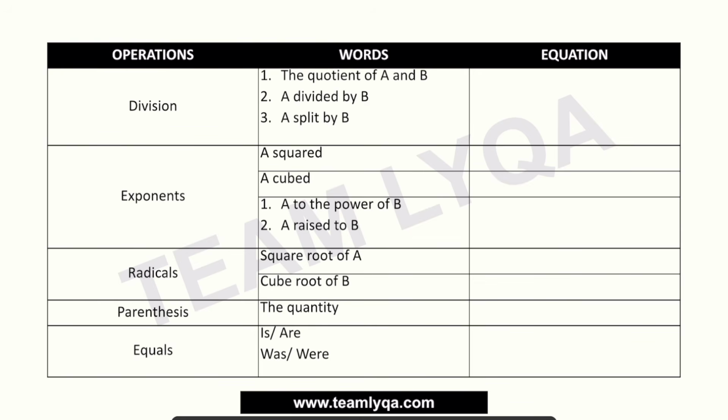Now, kapag division, it's the quotient of A and B, A divided by B, A split by B. It basically looks like this, no? A over B or A divided by B. Now, exponents, radicals, parentheses, and of course, yung equals is, was, or were pagdating sa word problem. Again, hindi ko to hihimayin isa-isa kasi meron na tayong full video nito. Nire-review lang natin kasi importante siya for yung gagawin natin today.